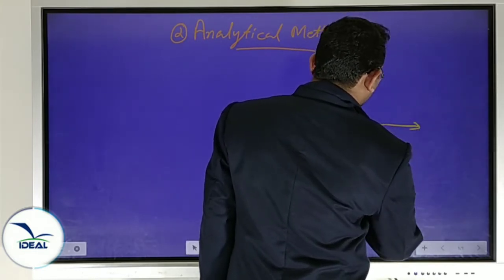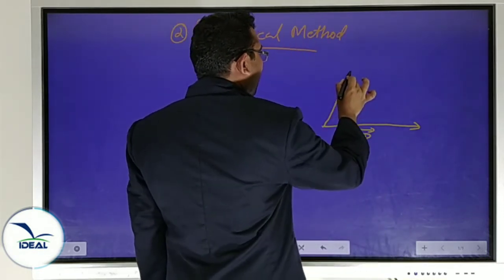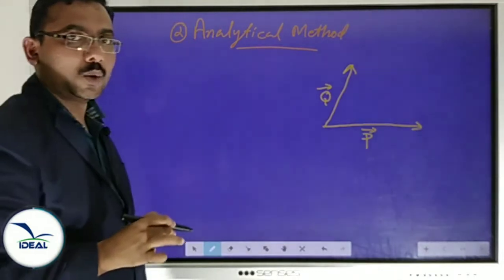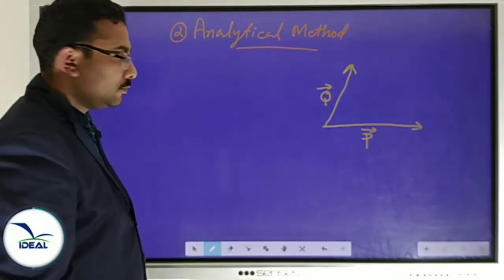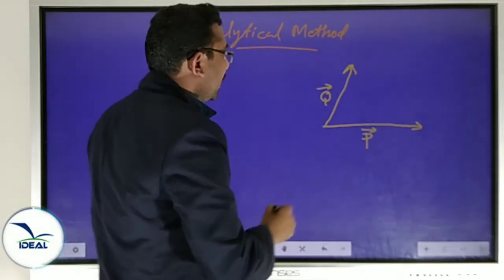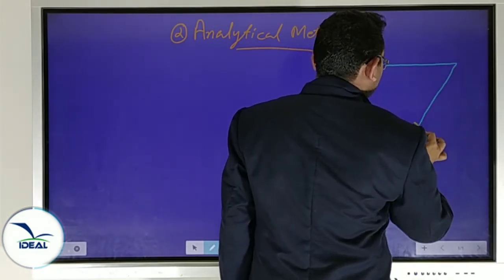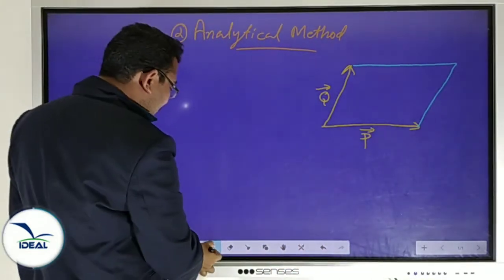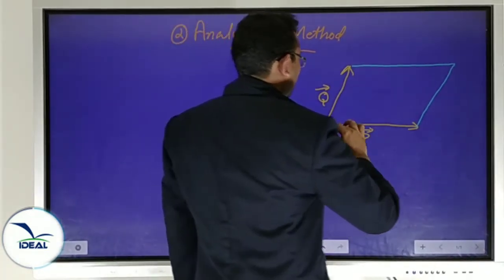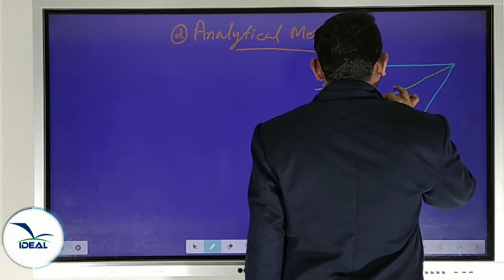One vector called P and the second vector called Q, which are connected tail to tail. That is parallelogram law method. Complete the parallelogram. Then what is the result? Yes, this diagonal is the resultant R.